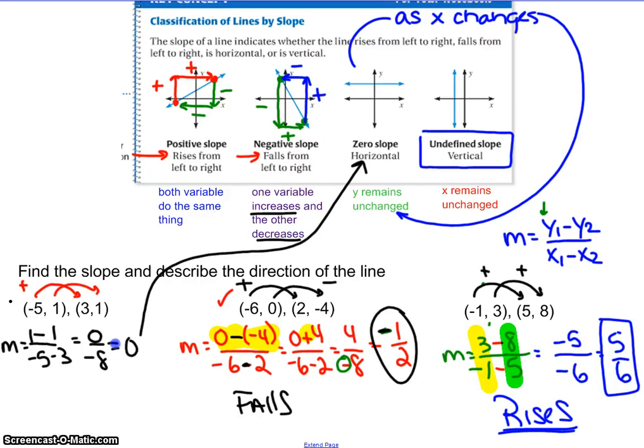But now 1 to 1, my y stayed the same. My y stays the same. I can save myself some work if I recognize, hey, my y is staying the same. That means I got a 0 slope. It means I have a horizontal line.